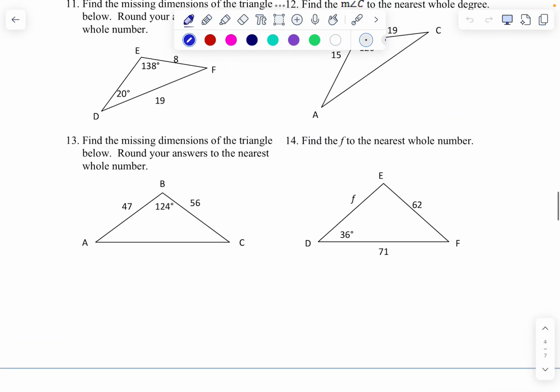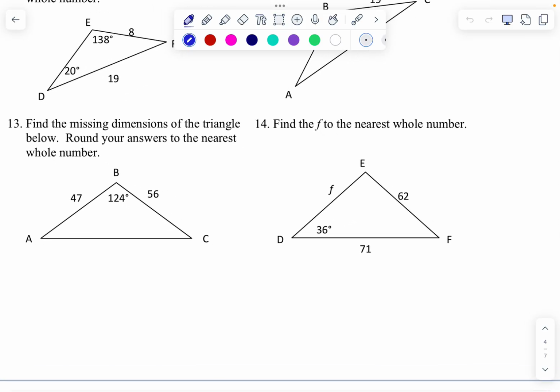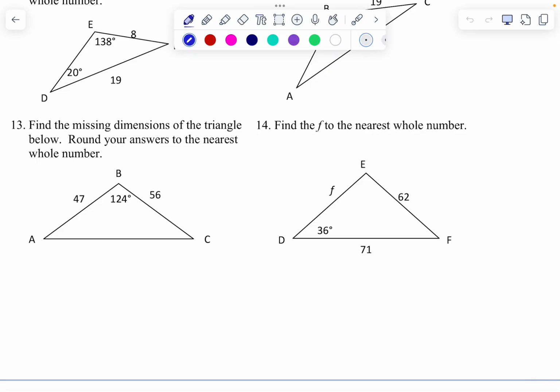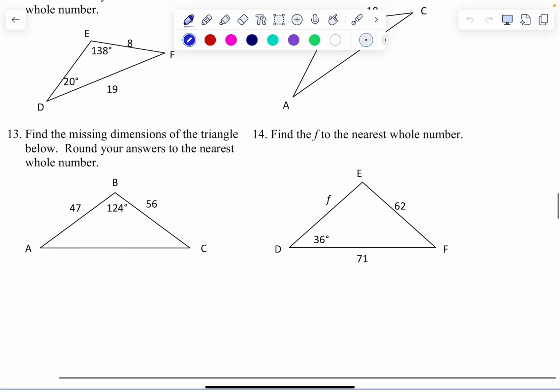All right, so find f to the nearest whole number. I like these because this will be more like what you see on your test on Thursday, which is to say it doesn't tell you what to use. So you need to get really good at walking through the questions. First question is going to be what?